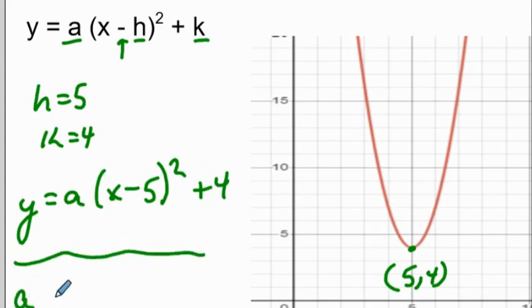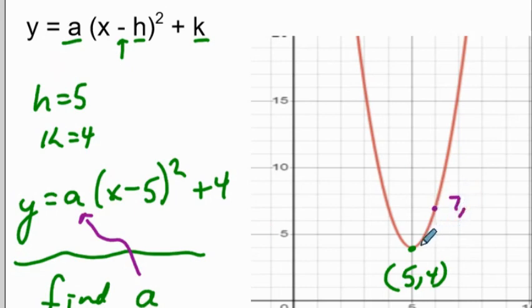Now I need to find the a value. Once we find the value of a, all we're going to do is pop it right in there and I'm done. So to do so, I need to find a nice easy coordinate. Oh, I like that coordinate right there. That coordinate is 7, 6.